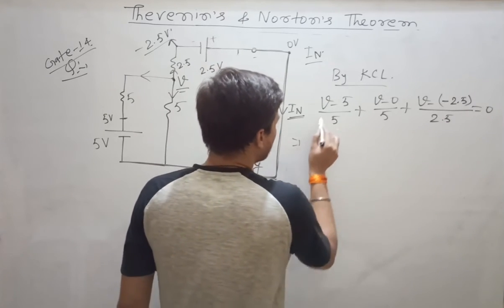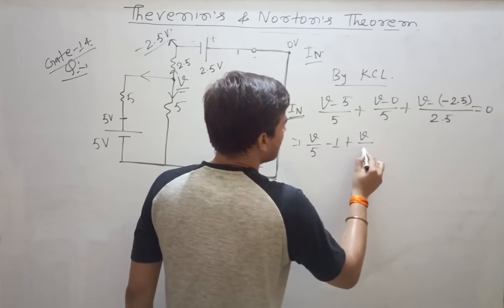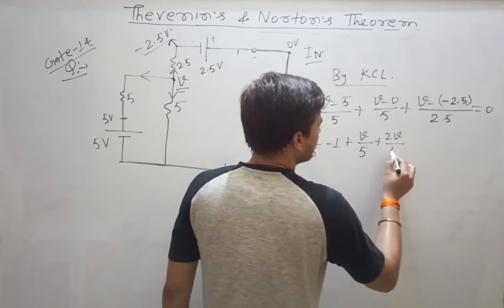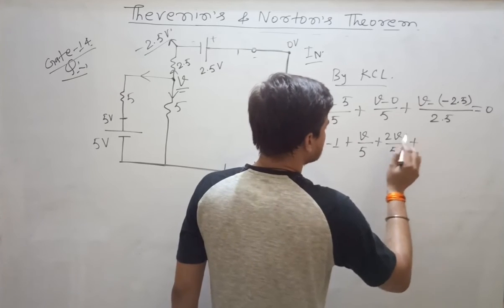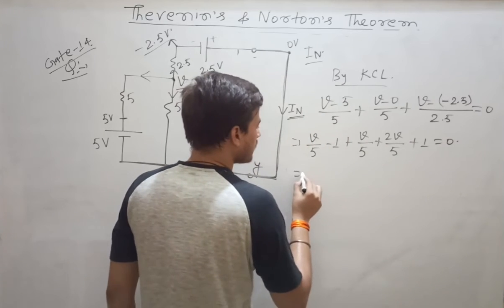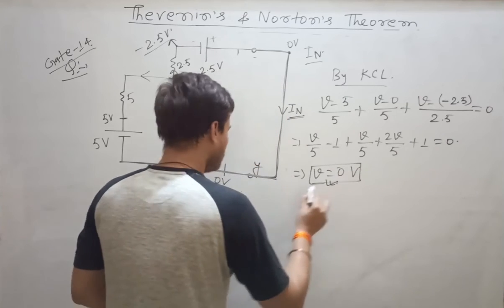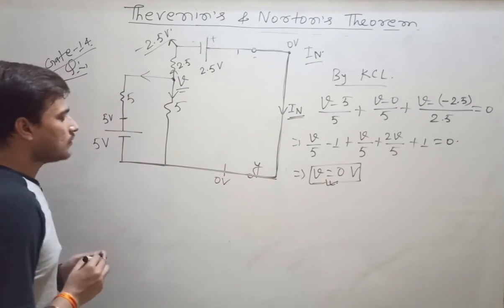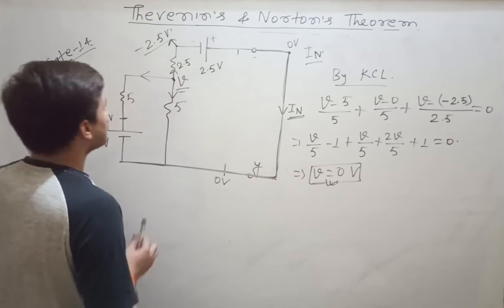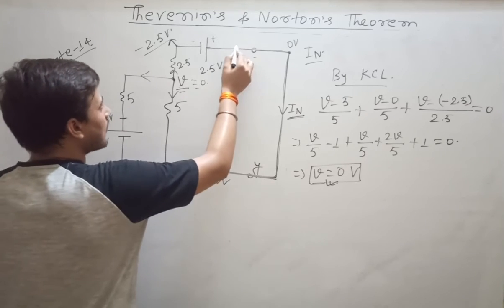So I am writing V by 5 minus 1 plus V by 5 plus V by 2.5, that means 2V by 5 plus 2V by 5 minus 1 will be equal to 0. From here you get V equal to 0 volt. So once you have V equal to 0 volt, if this potential is 0 volt, now you are asked to find this current IN, Norton's current.